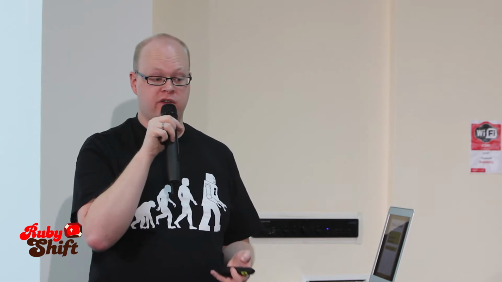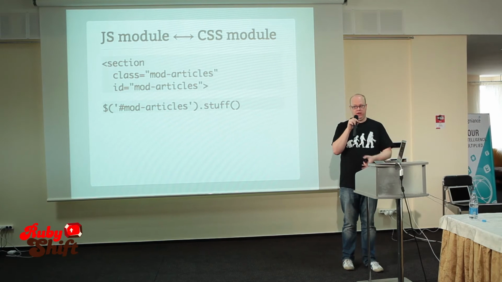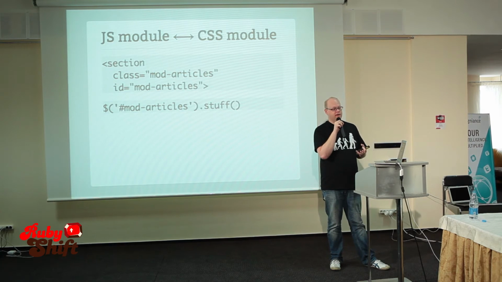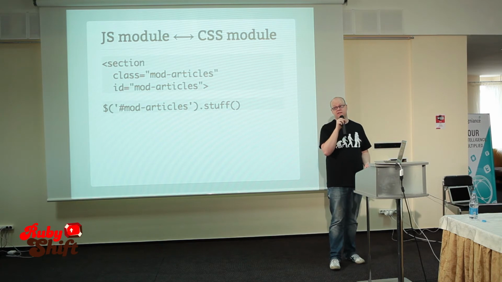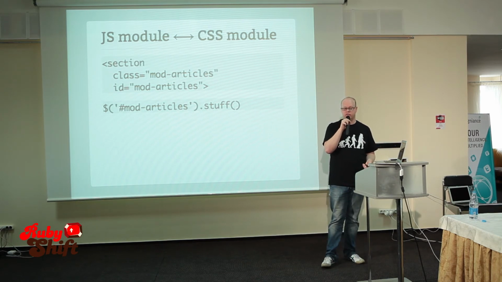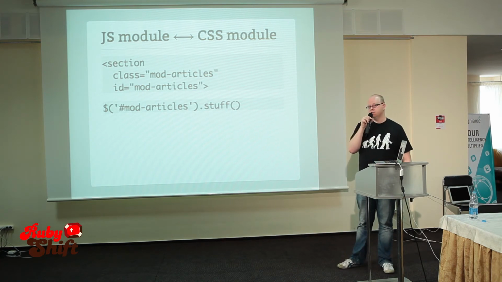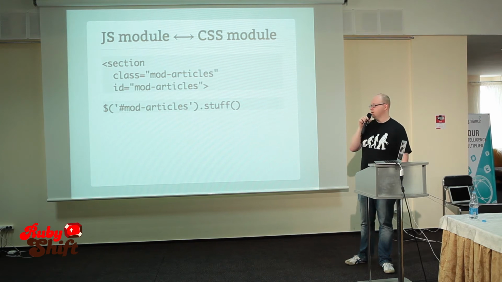So, JavaScript. It has structure, it has styling, now it's on to behavior. To me, a JavaScript module is closely tied to a CSS module. They have the same naming convention. We'll get into file structure a bit later. In this case, there's a section which has the class mod-articles and the ID mod-articles. I use the class name in CSS and the ID for JavaScript. At the bottom, there's some jQuery stuff, just targeting this mod-articles element and calling stuff on it.